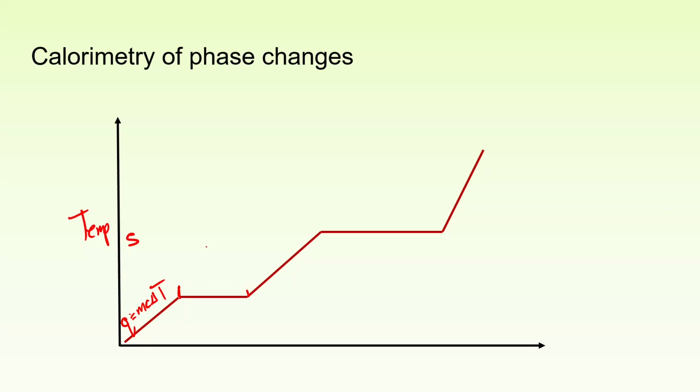For this flat part right here, well, hey, it's flat. There is no delta T. So I know I'm going to have to use the Q equals MH. And then, what's going on here? Well, it's going from a solid to a liquid. So I'm going to want to use the Q equals MHF.